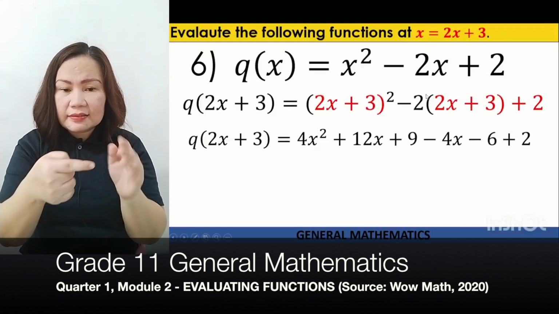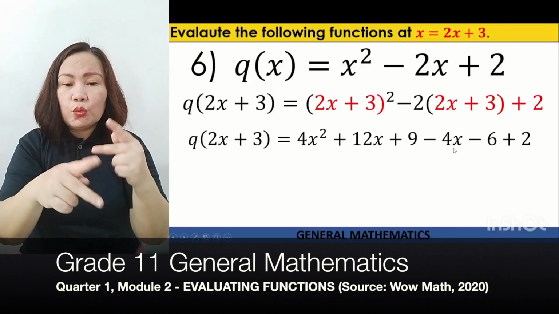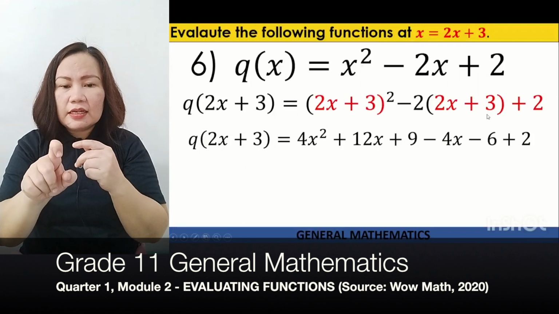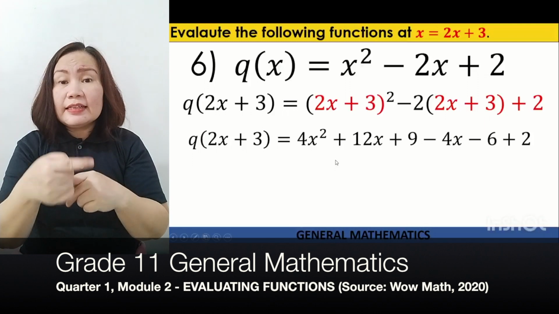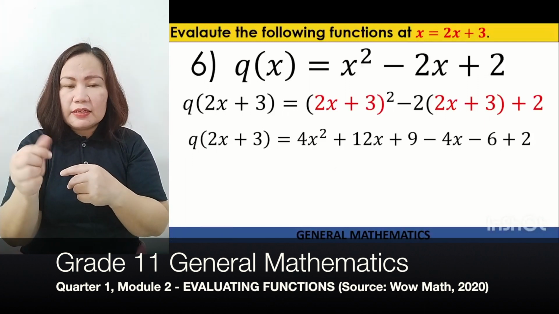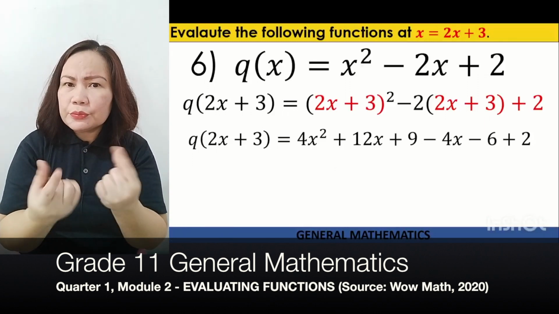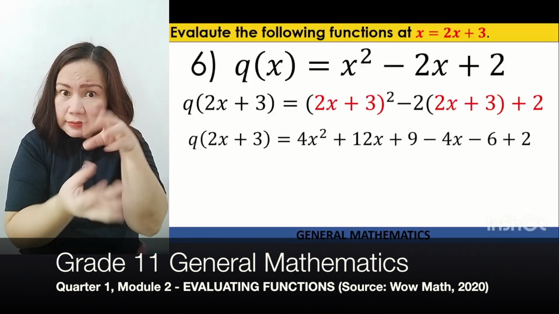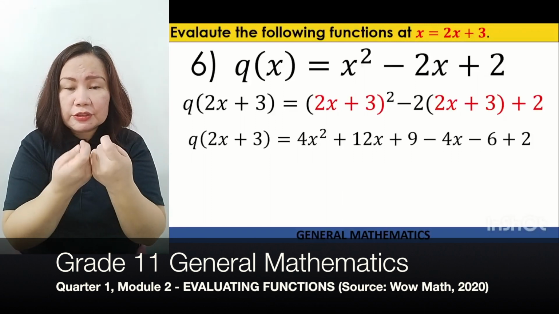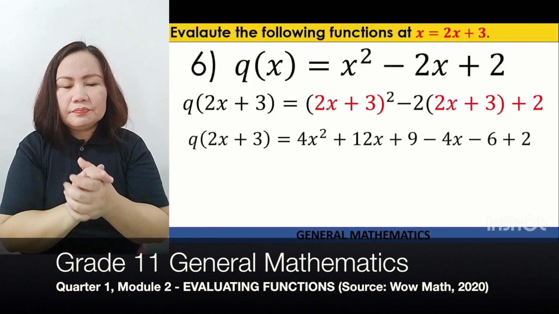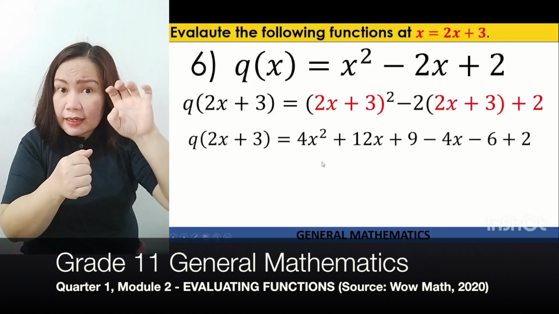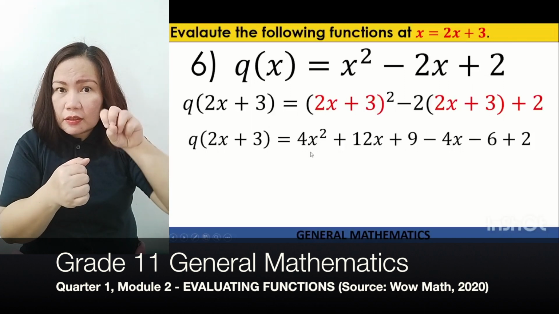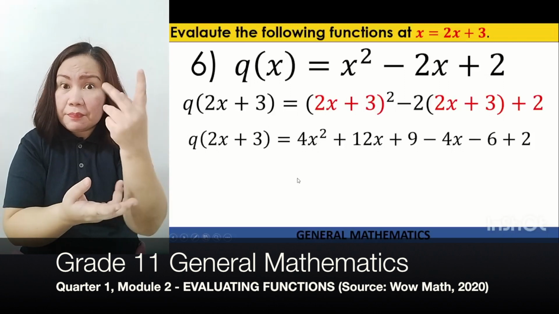Dito naman, negative 2 times 2x, negative 4x. Negative 2 times 3, negative 6, plus 2. So, anong gagawin natin dyan? So, combine similar terms. So, alin ba dyan dapat ang mauna? So, inaayos natin base sa pinakamataas na exponent. So, ang mauna ay ito. Meron ba siyang kasama dyan? Wala. So, copy 4x squared.